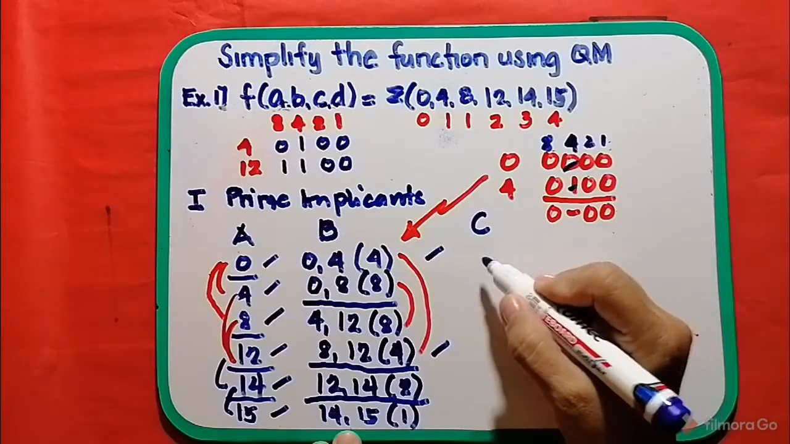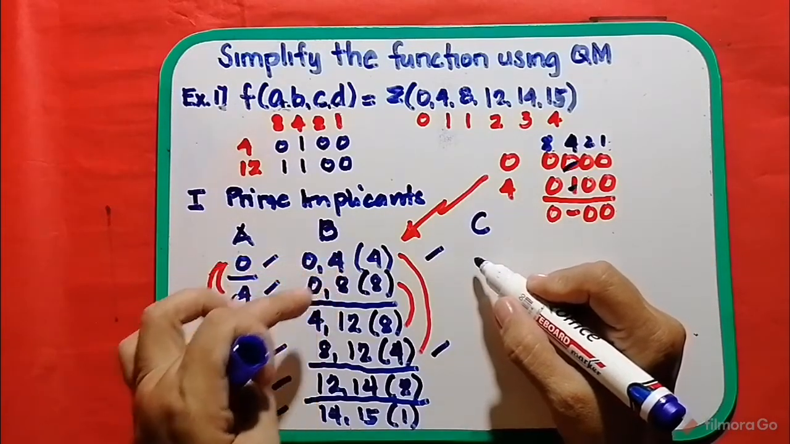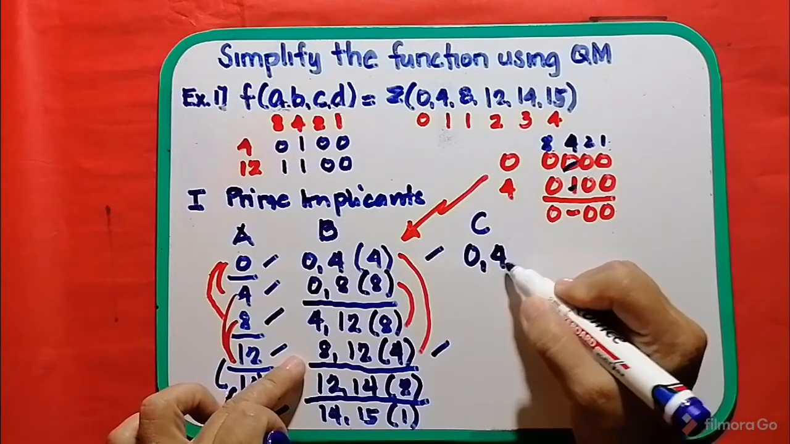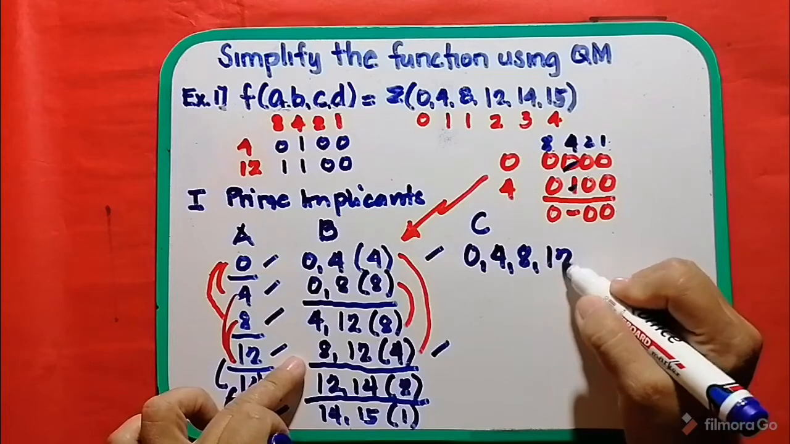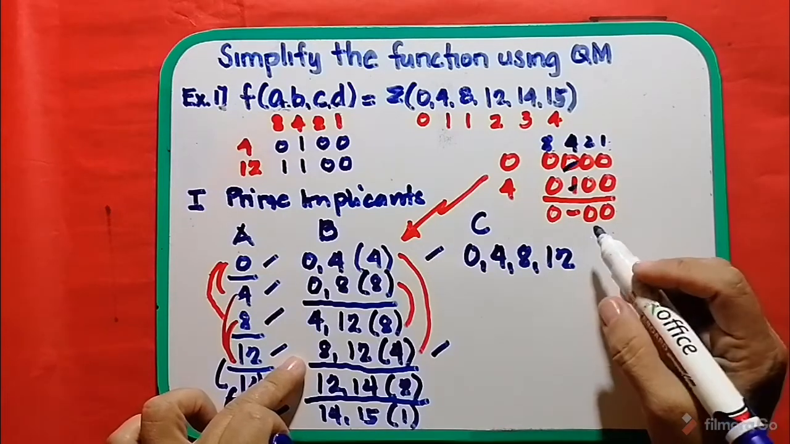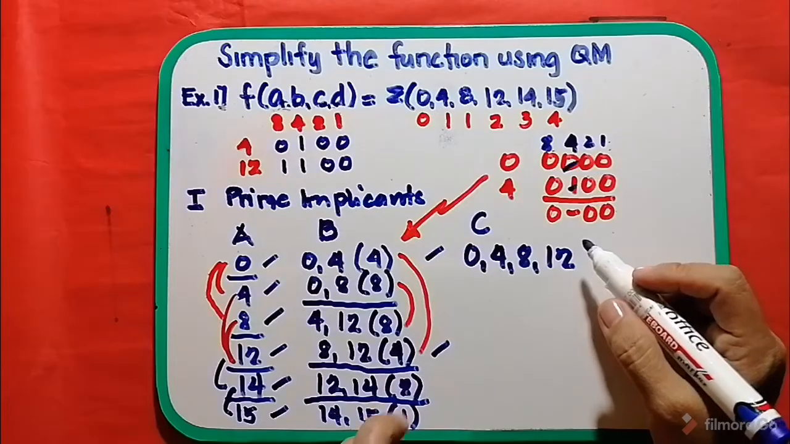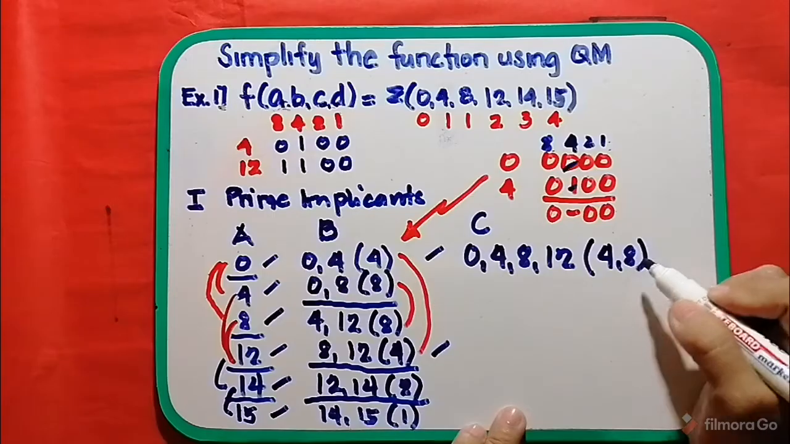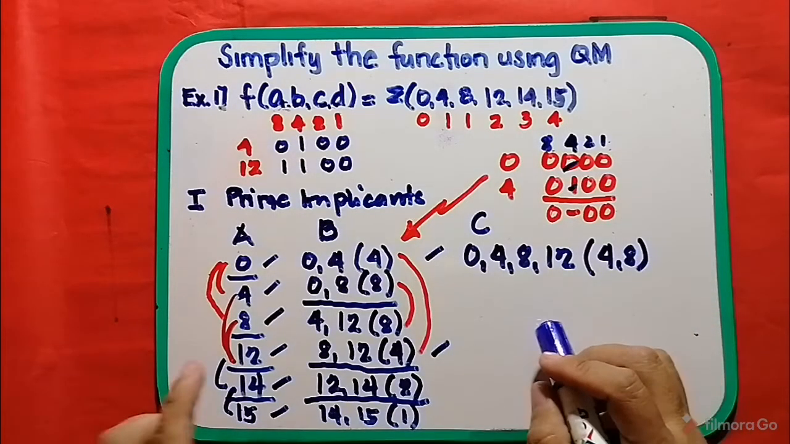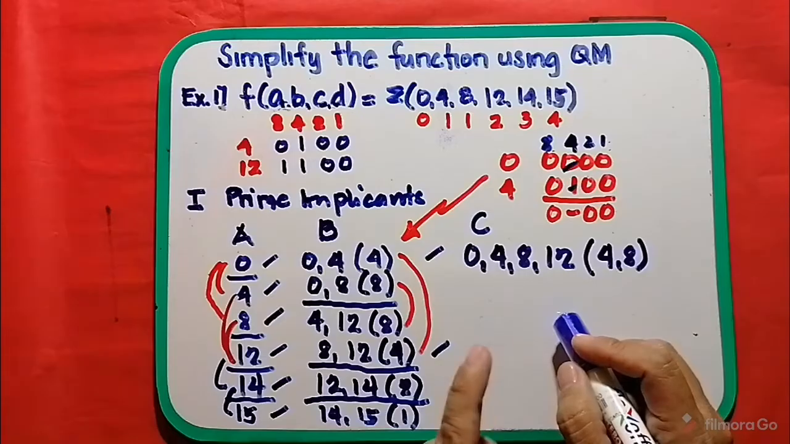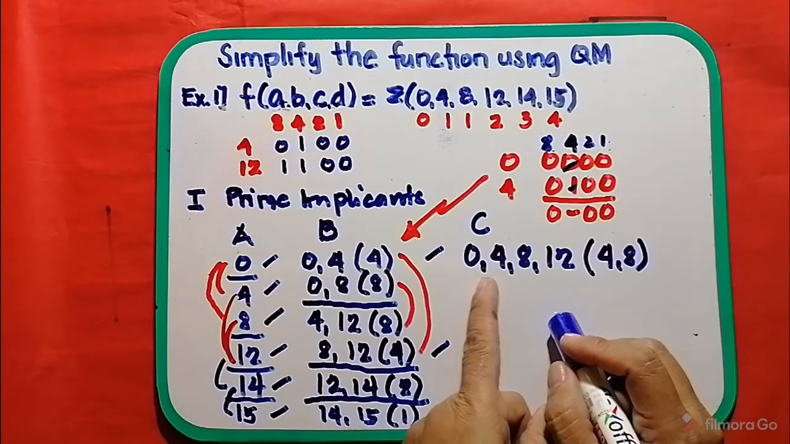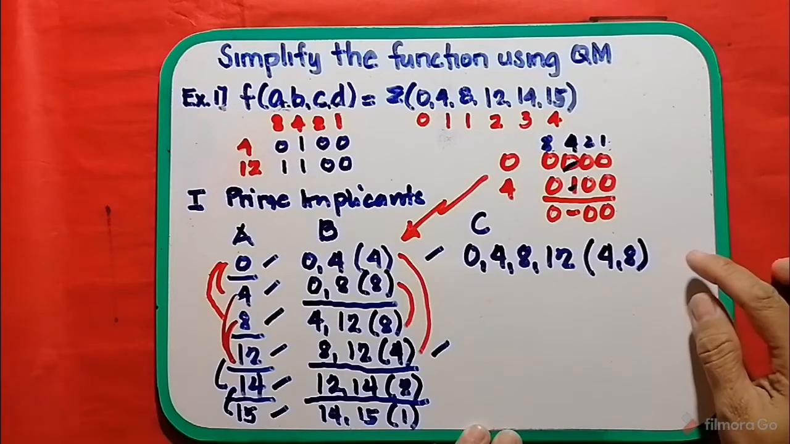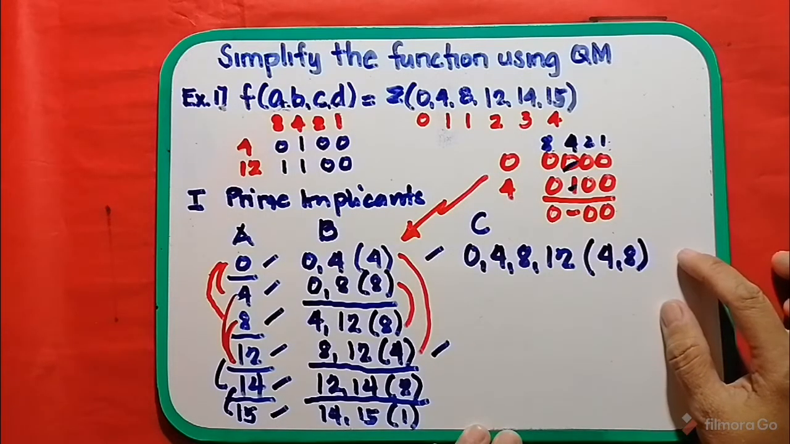Okay? So, again, we write the number 0, 4, 8, 12 in ascending order. So, 0, 4, 8, 12, a difference of 8 this time. But the previous difference is 4, so I'm going to write it in ascending order, so 4 and 8. Now, take note, when you write the numbers in column C, I suggest that you write the numbers in ascending order for you to be able to determine which sets are the same.